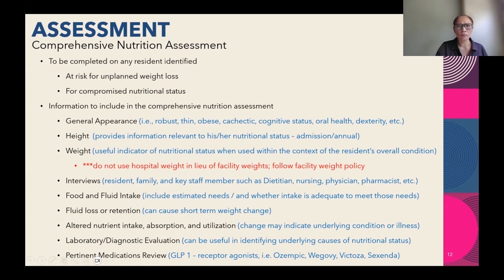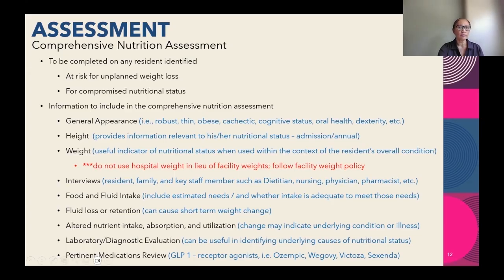So what must be included in the nutrition assessment? It has to be completed for any residents identified at risk for unplanned weight loss and identified for compromised nutritional status. And some information that should be included, although this is not all inclusive, importantly, the general appearance. Okay, is the resident robust, thin, obese, cachectic? What's their cognitive status? What's their oral health or dexterity? Are they able to eat on their own? What type of assistance do they need?